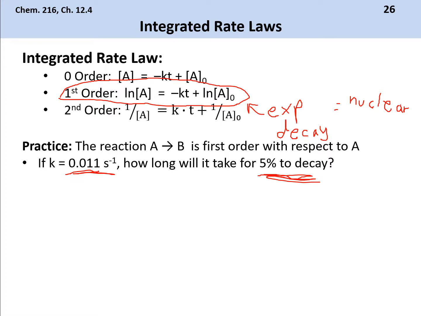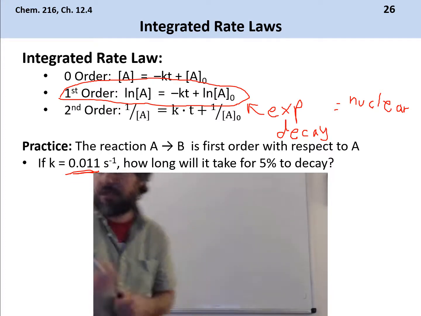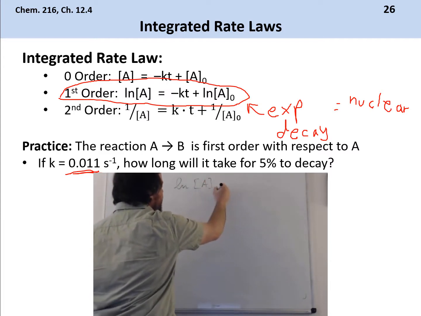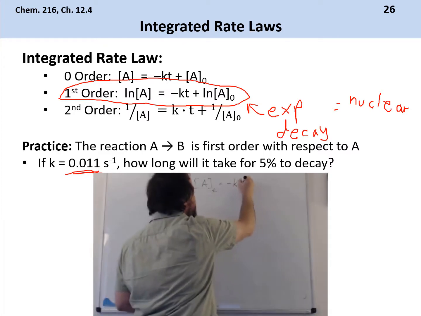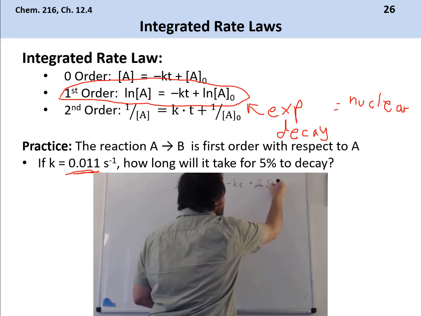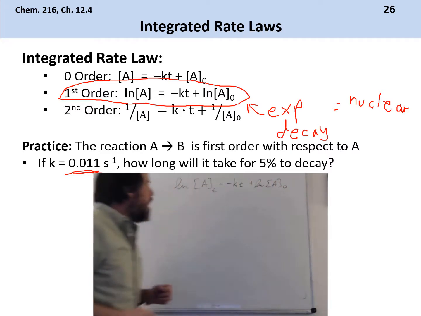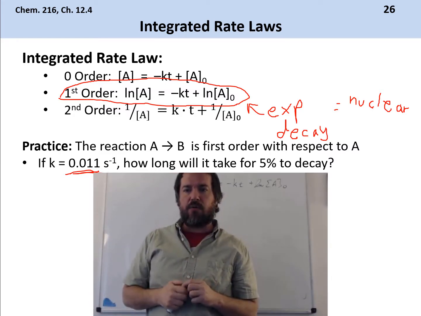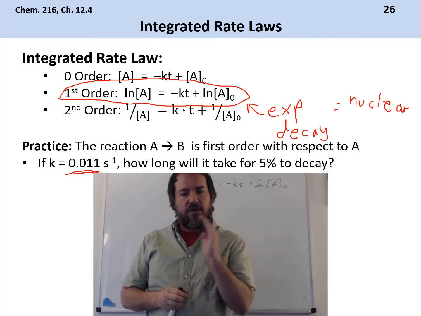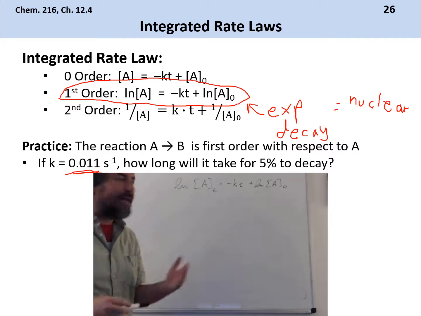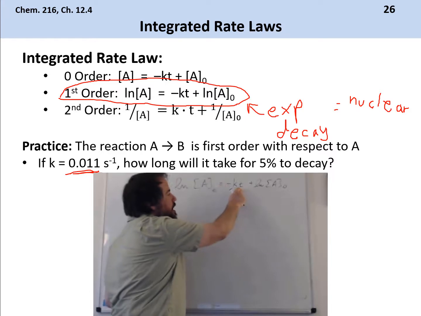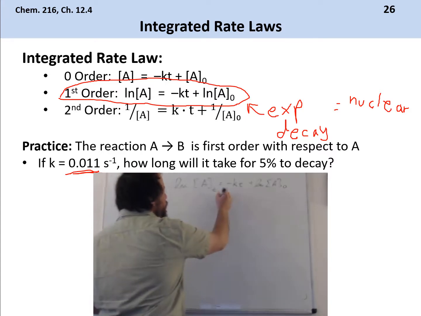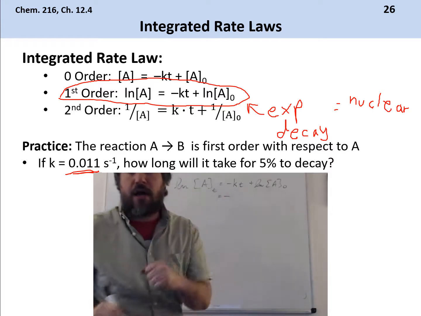All right, so let's look at this. We're told it's first order, so that means that ln of A at time t equals negative kt plus ln A naught. We want to know how long will it take for 5% to decay. Notice this one's different. In the past, we've been given a time. Here, we're asked for that time. So we want to know the t.